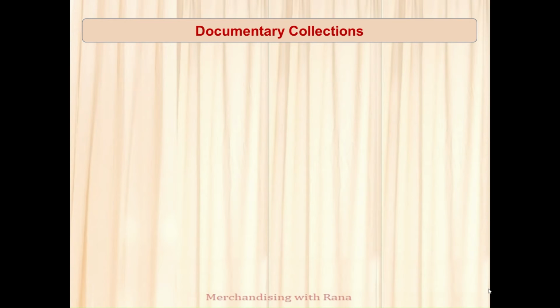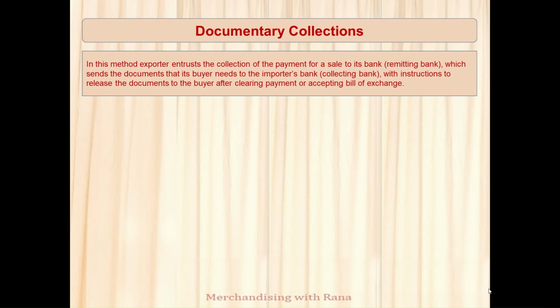Documentary collection. In the earlier two slides, I mentioned the term trust. If there is no trust and both parties are new to each other, a third party comes into the discussion, that is the bank. So what is the definition? In this method, the exporter entrusts the collection of payment for a sale to its bank, the remitting bank, which sends the documents that its buyer needs to the importer's bank, or collecting bank, with instructions to release the documents to the buyer after clearing payment or accepting a bill of exchange.